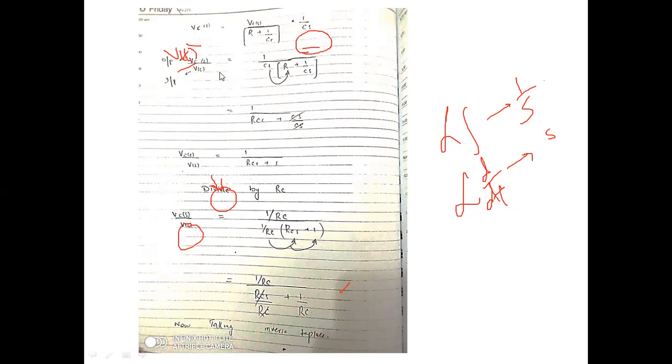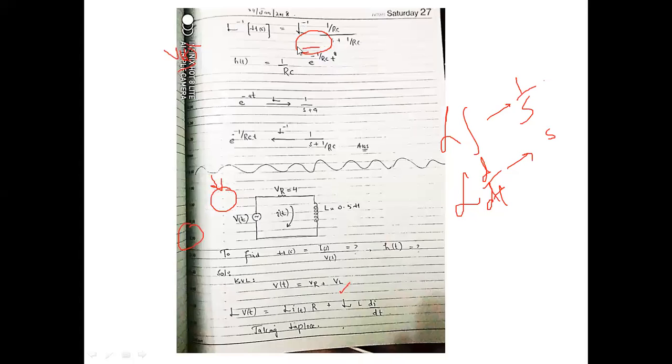Now taking the inverse Laplace, we will get e raised to the power minus 1 over RC t. This is h of t. As we know that the Laplace of e raised to the power minus at is 1 over s plus a. So conversely, for e raised to the power minus 1 over RC t, the Laplace transformation is 1 over s plus 1 over RC.